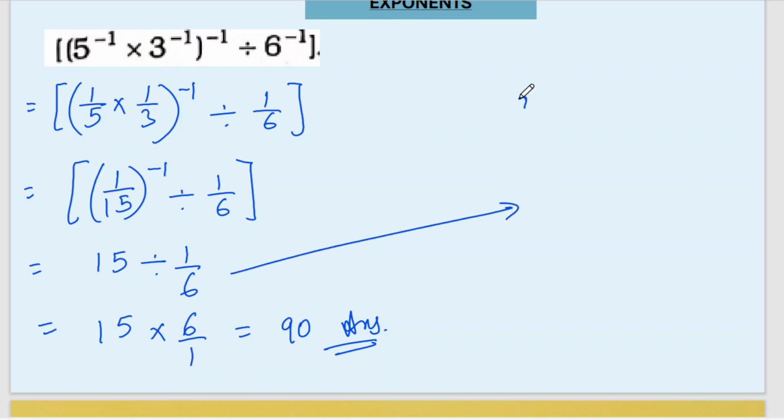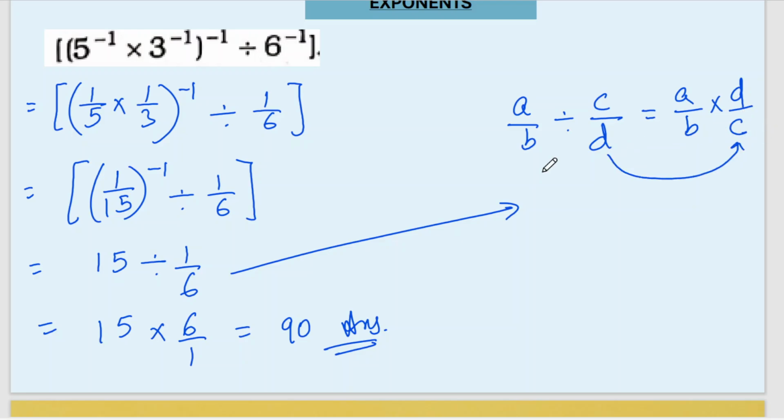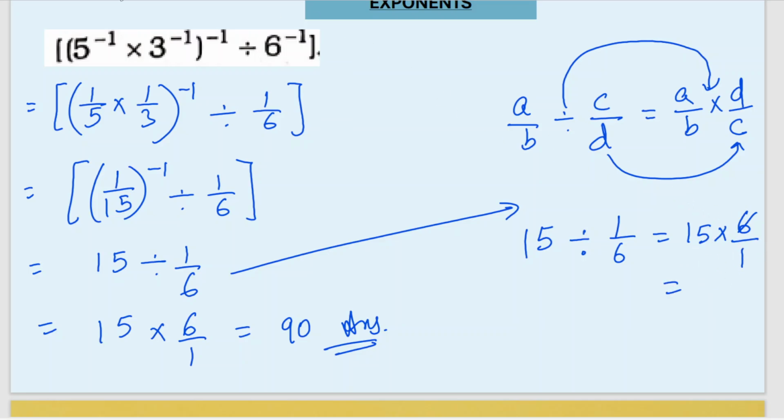Always remember, A by B divided by C by D can be written as A by B into D by C. That means I have written the reciprocal of this and changed the division into multiplication. So if it is 15 divided by 1 by 6, it is 15 into 6 by 1. 15 into 6 is 90.